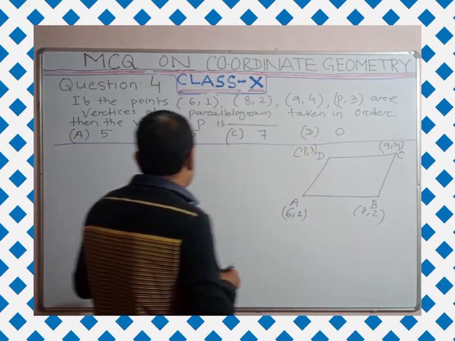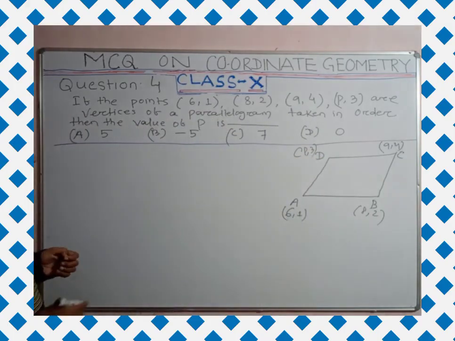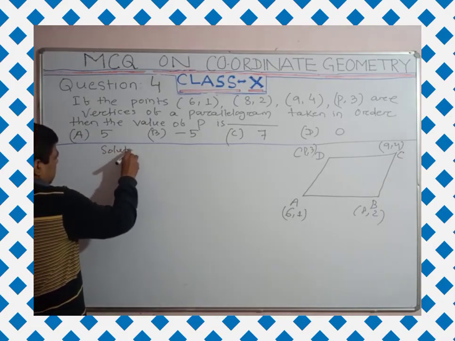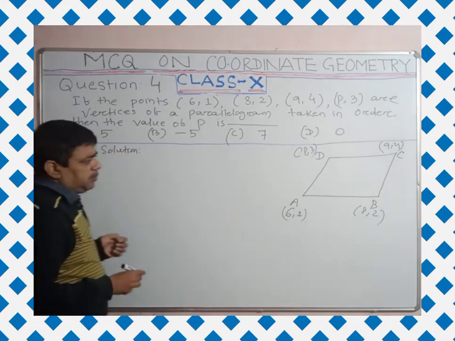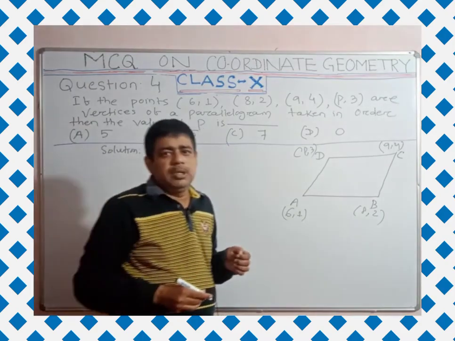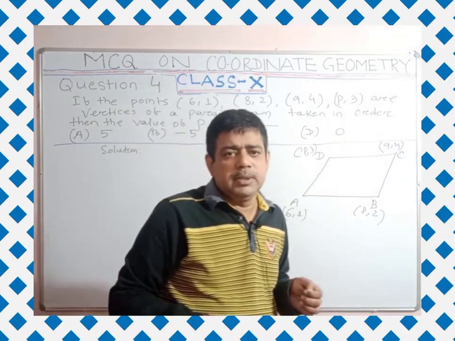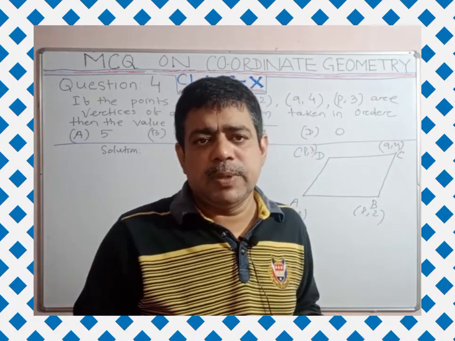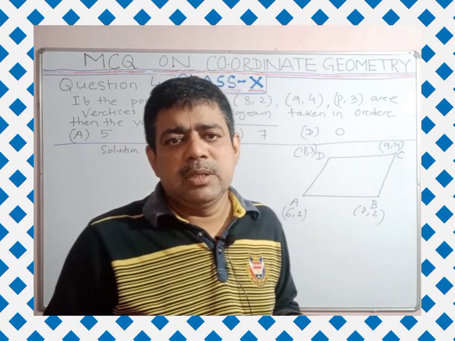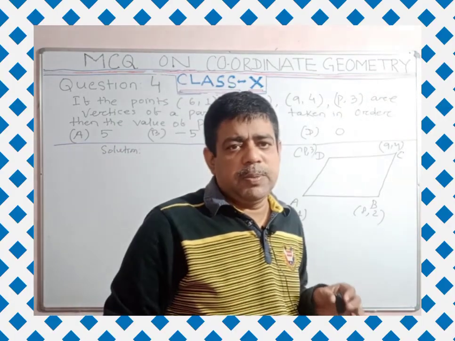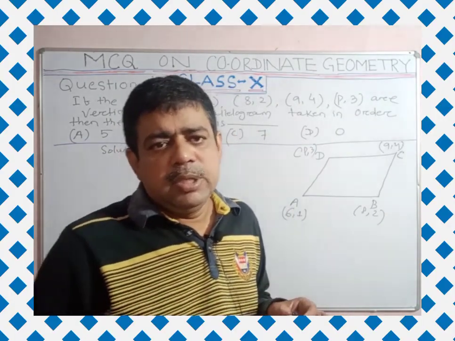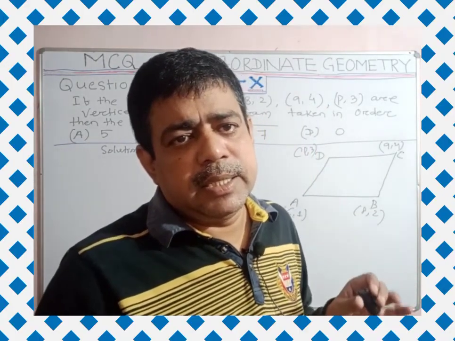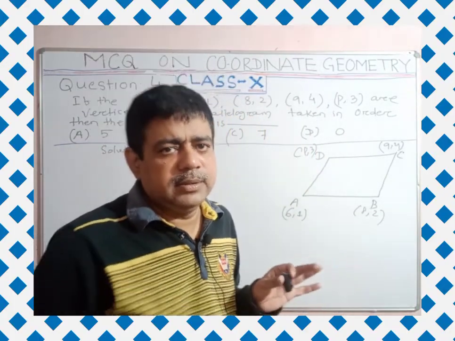Okay, understand? And students, all of you know the four vertices of a parallelogram are given, and all of you know the diagonals of a parallelogram bisect each other at any angle. This is one of the most important properties of the parallelogram. All of you know the diagonals of a parallelogram bisect each other.